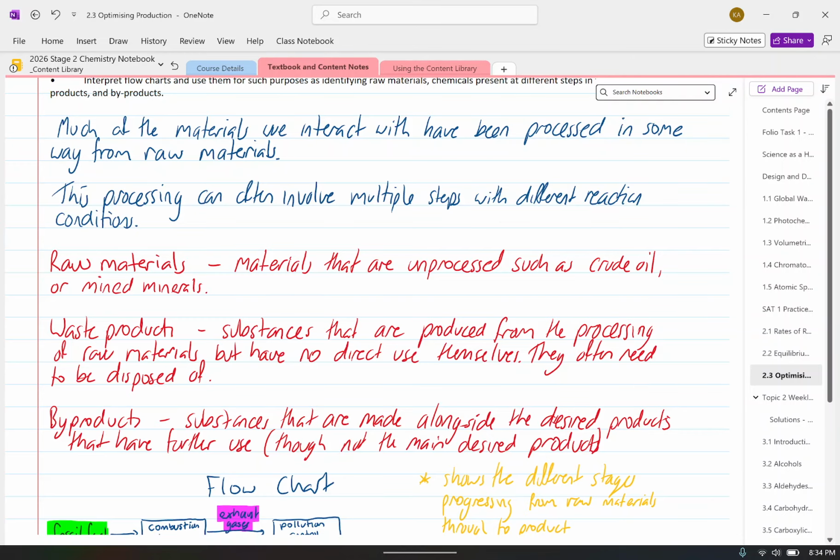Often they're going to be unprocessed. They're going to be raw. They're going to be something you dig straight out of the ground, for example. An example would be crude oil or some sort of fuel. It could also be a mined mineral, so something we dig out of the ground that we have to process further before we can use properly.